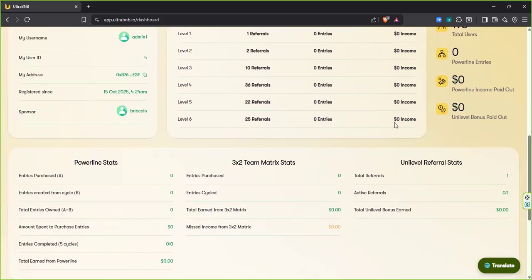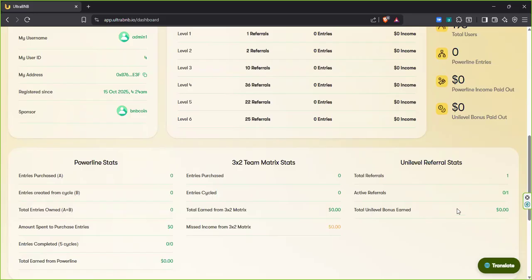Moving on to the next, the unilevel referral stats. The total referrals currently, I have one. And for the active referrals, once this referral purchases an entry, it will be recorded here as 1/1, meaning the one referral I brought into the business has activated the account. Assuming I have 5 referrals here, and out of those 5, 2 activate the account, it's going to be shown here as 2/5. So that is it on that side too.